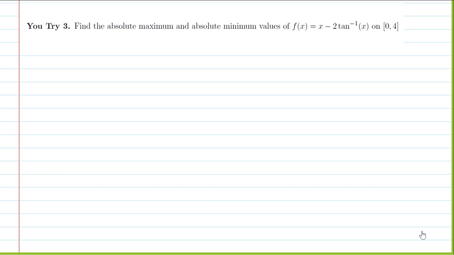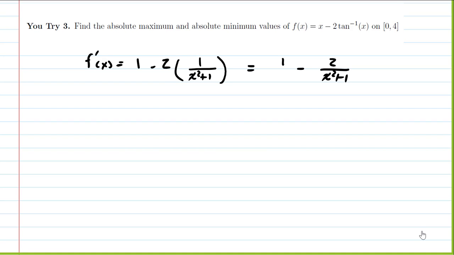So let's go ahead and do try number 3. So we take our derivative, and f prime is going to be the derivative of x, which is 1, minus 2 times the derivative of the inverse tangent, which is 1 over x squared plus 1. So we get 1 minus 2 over x squared plus 1. So we set that equal to 0. So 1 minus 2 over x squared plus 1 equals 0.